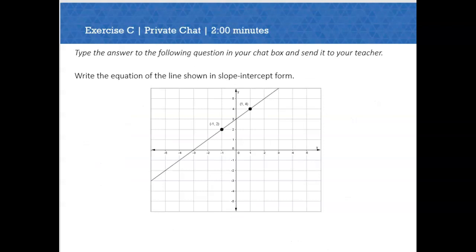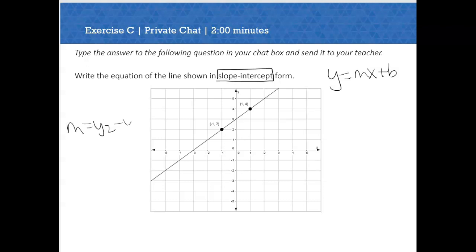Write the equation of the line shown in slope-intercept form. So now you can see it's really important to know the definitions of each type. Slope-intercept is y equals mx plus b. So just like in point slope, I said find m first. We're going to do that here.